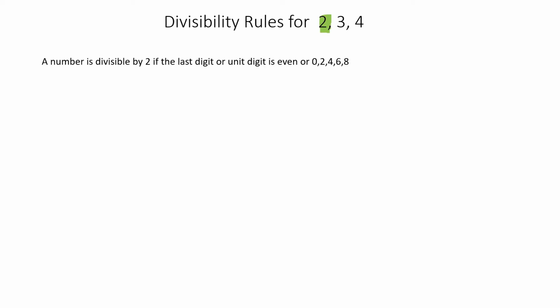A number is divisible by 2 if the last digit, or the unit digit, is even, and these following numbers right here are also even: 0, 2, 4, 6, 8.